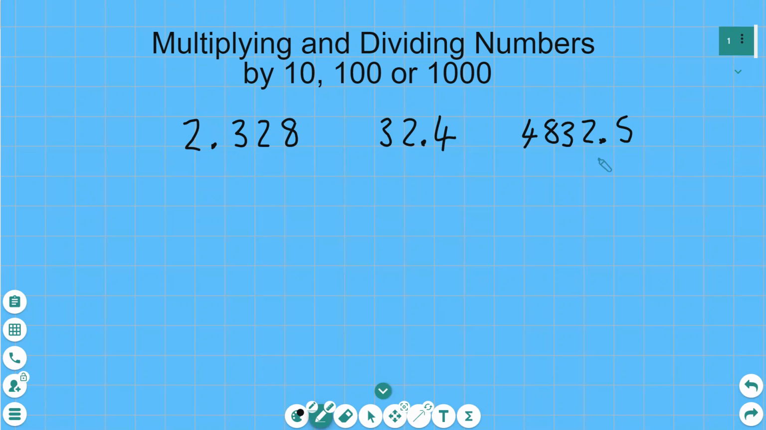And the decimal point is very important because it tells you the place value of all the other numbers. So for example, with 2.328, the decimal point is there. That tells us the number just to the left of the decimal point, the 2, is in the ones or the units column. And we know that the number just to the right of the decimal point is the 3, and that is in the tenths column.